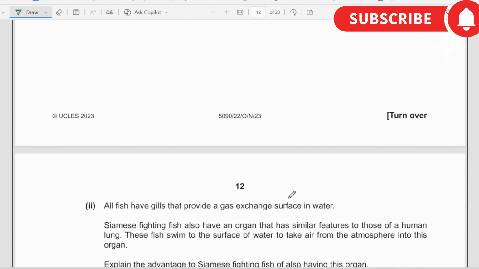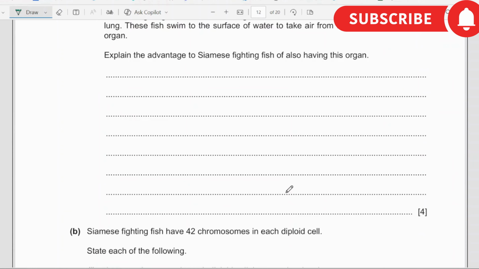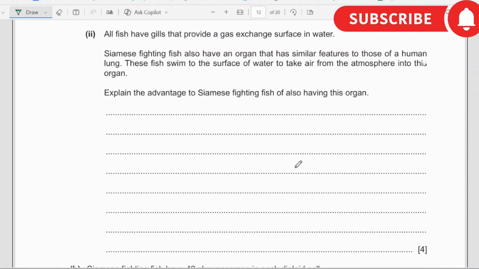Okay, let's move to the next question. Explain the advantages of the Siamese fighting fish having this organ. Now, which organ is filled with air? That is similar to the human lung and it can take air from the atmosphere. Now, what is the advantage of this one? It has a structure similar to human lungs, so when it comes out of the water, it can still take air from the atmosphere. How is this beneficial to this fish?